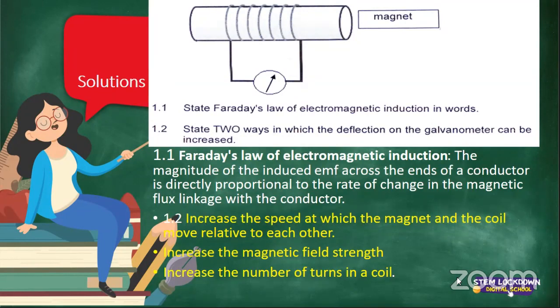And 2 ways of increasing the deflection of the galvanometer would be to increase the speed at which the magnet and the coil move relative to each other. So if you move the magnet in and out of the coil quicker, the induced EMF will increase and the galvanometer will deflect more. If you increase the strength of the magnet, it will also increase. And if you also increase the number of turns, it will also increase.